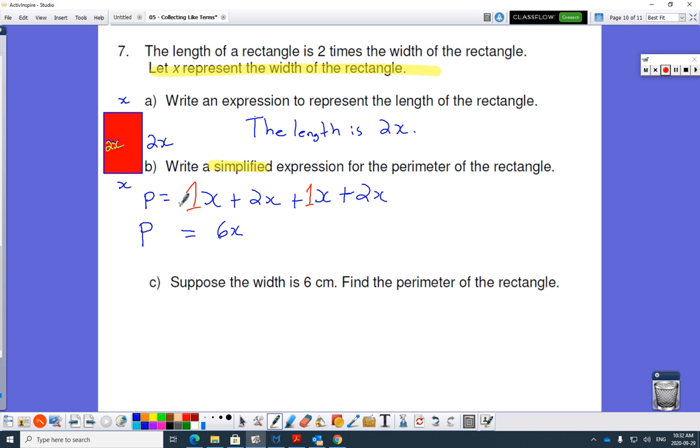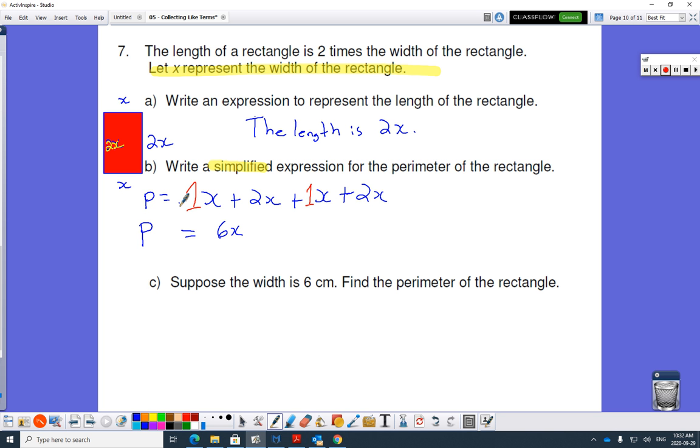And it's at this point you get frustrated with this whole thing and say, well, how do we not know what X is? Right? Well, wouldn't we know with the rectangle? Well, maybe you won't know for a while, but at some point you will know. And here in C, they tell us, suppose the width is 6. Find the perimeter of the rectangle.